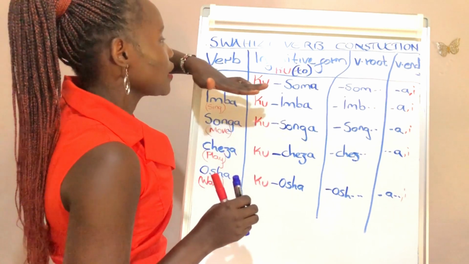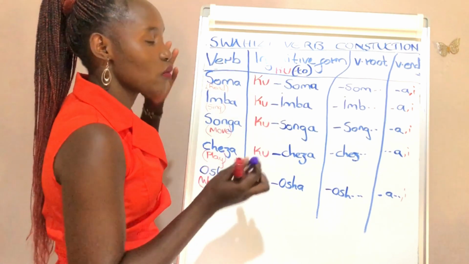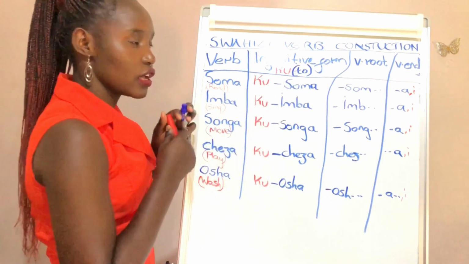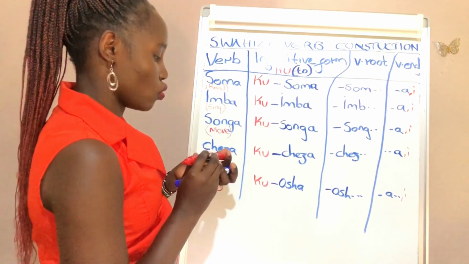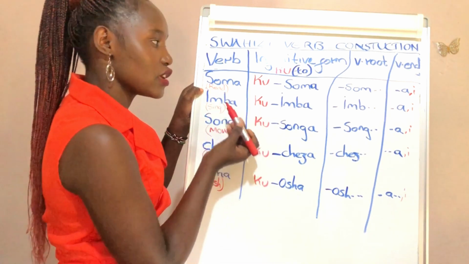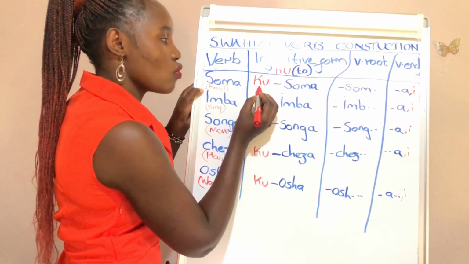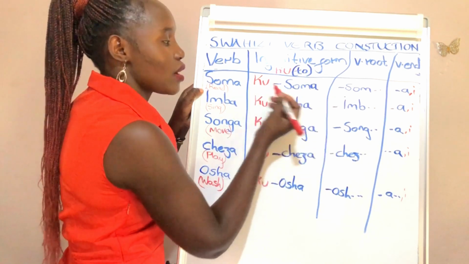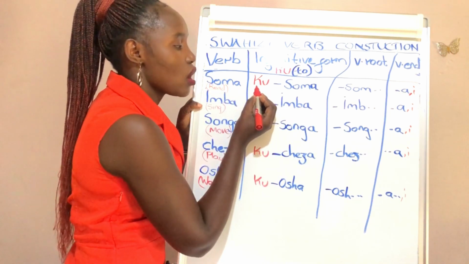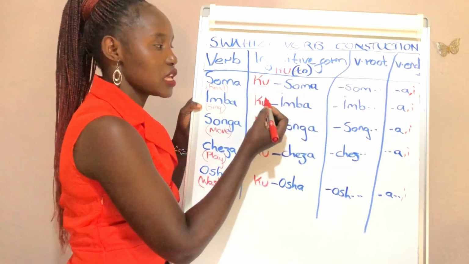So, to get the infinitive form of a Swahili verb, normally we add ku. And ku means to. So you can say to read. Now to say to read in Swahili we say ku. You just add ku before the verb. So for example, for the word soma, we say kusoma. Kusoma, to mean to read.